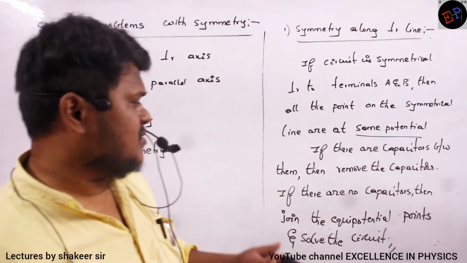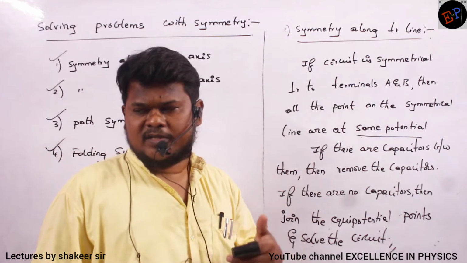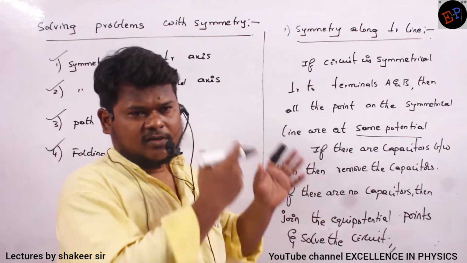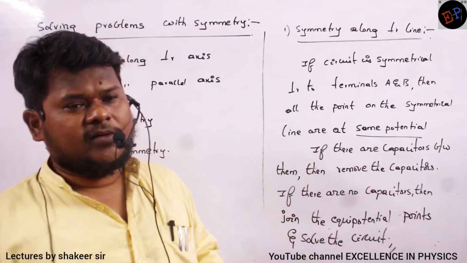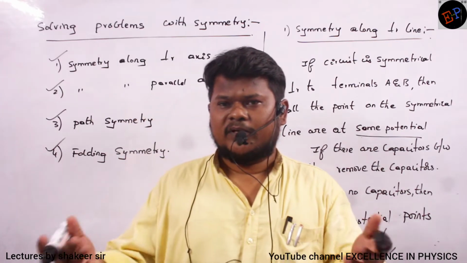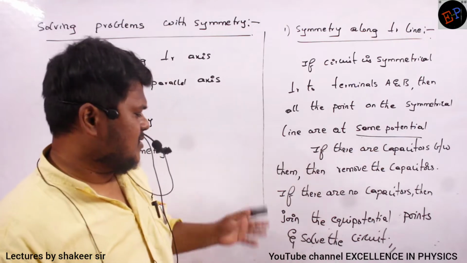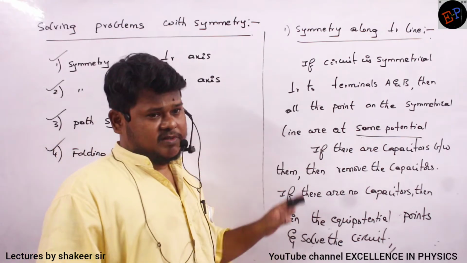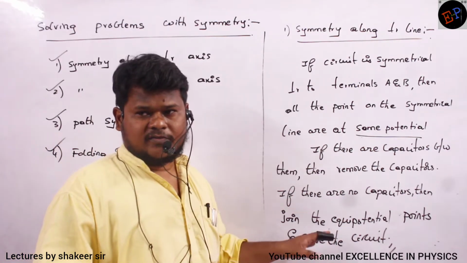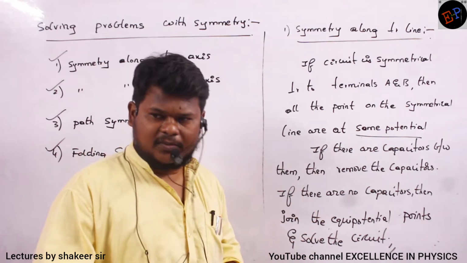If all the points are at the same potential, then what can you do? If there are any capacitors between equipotential points, you can remove them, just like we have done in the Wheatstone bridge. In the Wheatstone bridge also, we had 2 points at the same potential, and we removed the capacitor between them. The same concept we can apply here also. And the second condition is, if there are no capacitors between those equipotential points, then you can join those points and solve the circuit. Are you able to understand?